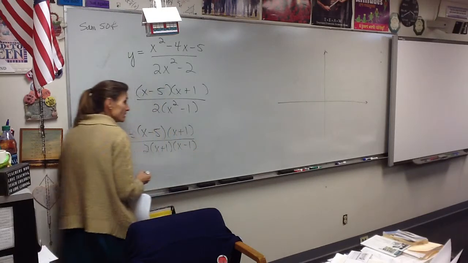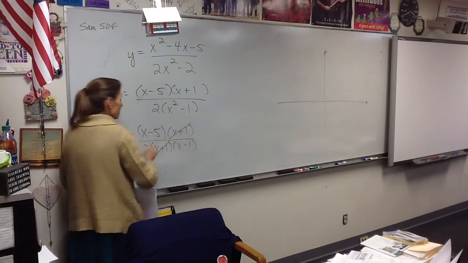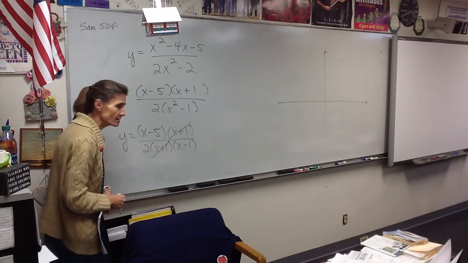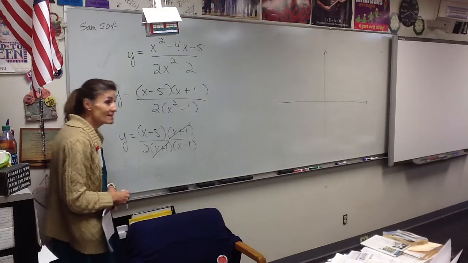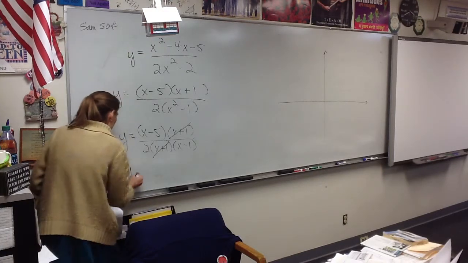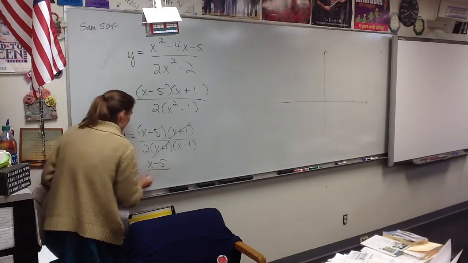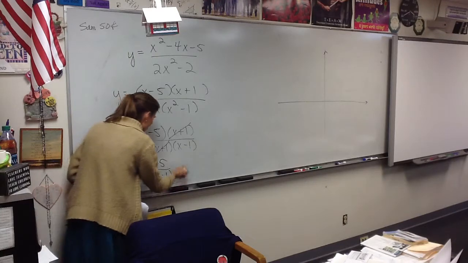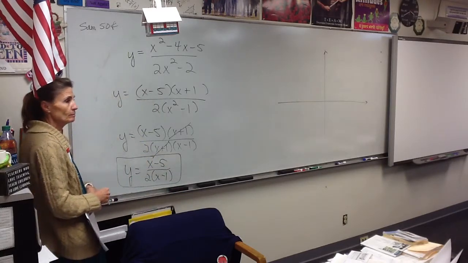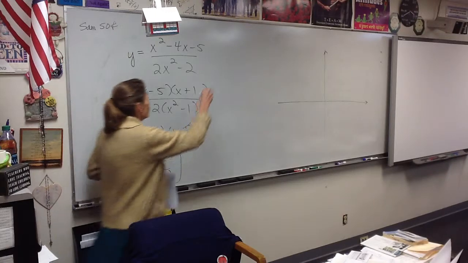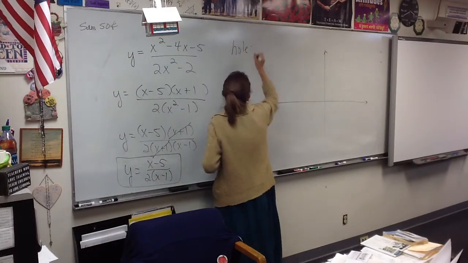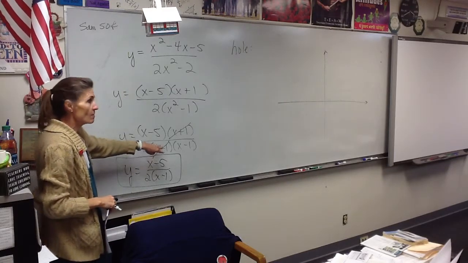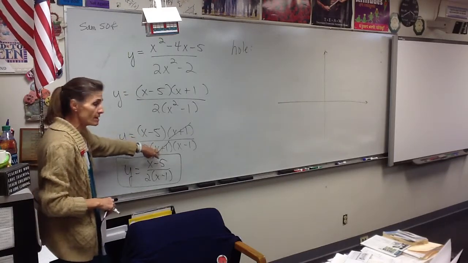Uh-oh, and what do you notice? We're going to have a hole. Have we had a hole every practice test? Yes. So pay attention tomorrow. So we have x minus 5 over 2 times x minus 1. This is our new problem. Where is that hole going to be? Negative 1. The hole is at negative 1.